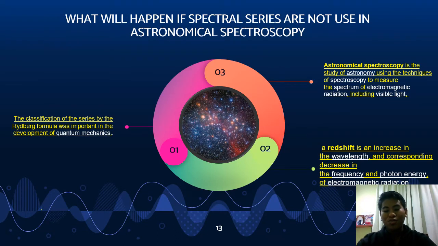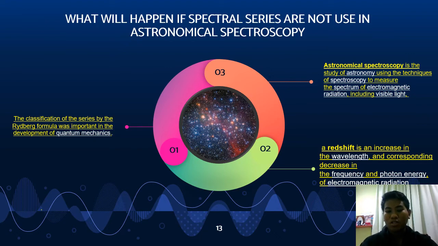Okay, now we continue with our topic, which is what will happen if the spectral series are not used in astronomical spectroscopy. Let me tell you what astronomical spectroscopy is. Astronomical spectroscopy is the study of astronomy using the technique of spectroscopy to measure the spectrum of electromagnetic radiation, including visible light. The classification of the series by the Rydberg formula was important in the development of quantum mechanics.